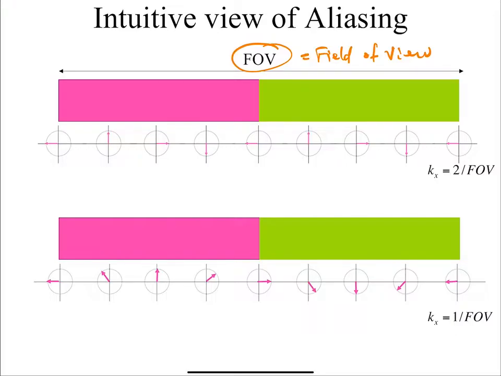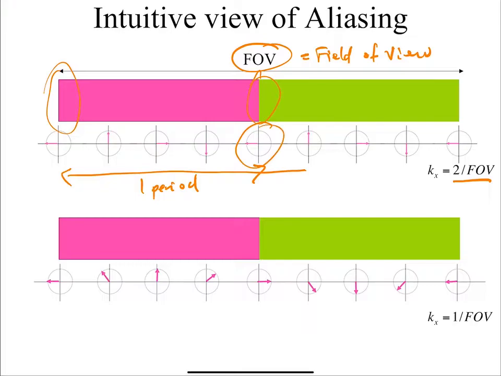So if my smallest kx is 2 over the field of view, then one period goes from here to here. So that's one period there. In that case, let's say this part of this object and this part of this object get assigned a spin that looks the same. Similarly, this part of the object and this part of the object also get assigned spins that are the same. So when we go to reconstruct the object, those two parts are going to lay on top of each other.